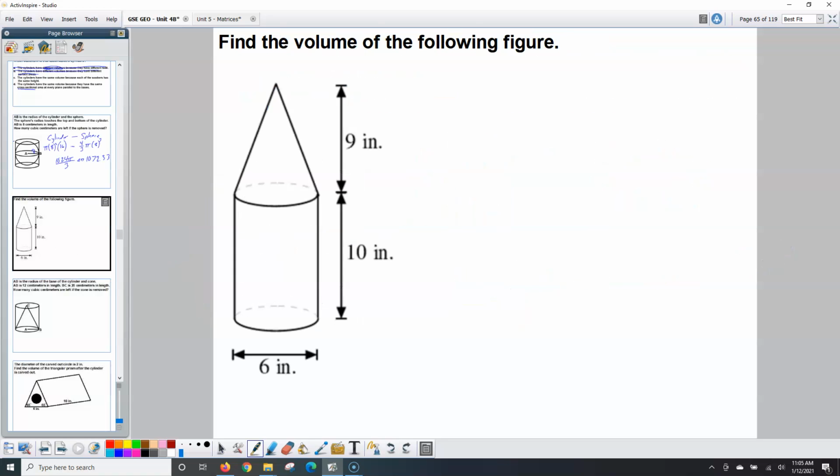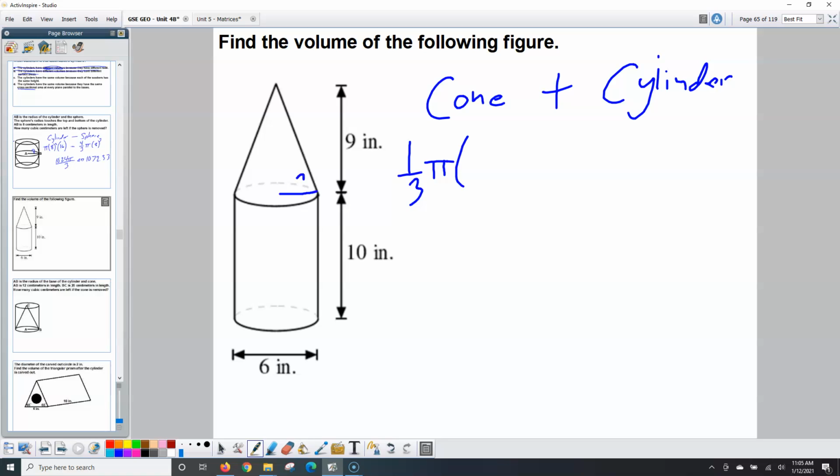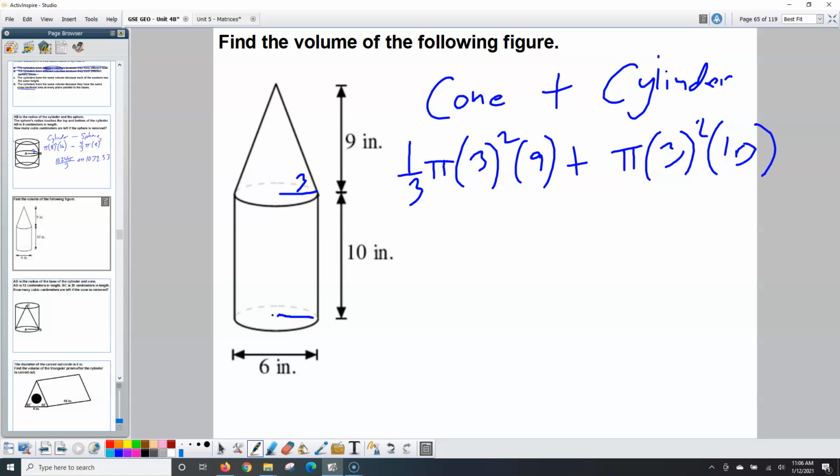Okay. I would do something similar right here. If I wanted to find the volume of this figure, I'm not going to subtract anything. I'm going to add them. So I'm going to find the volume of the cone, and then I'm going to add it to the volume of the cylinder. So I've got cone is 1/3 pi r squared times the height, radius would be 3, height would be 9 for the cone, plus pi r squared times the height for the cylinder is 10. And I punch all that in my calculator. I get, I think, 117 pi. Hopefully, my math checks out on that. That would be 367.5 cubic inches.